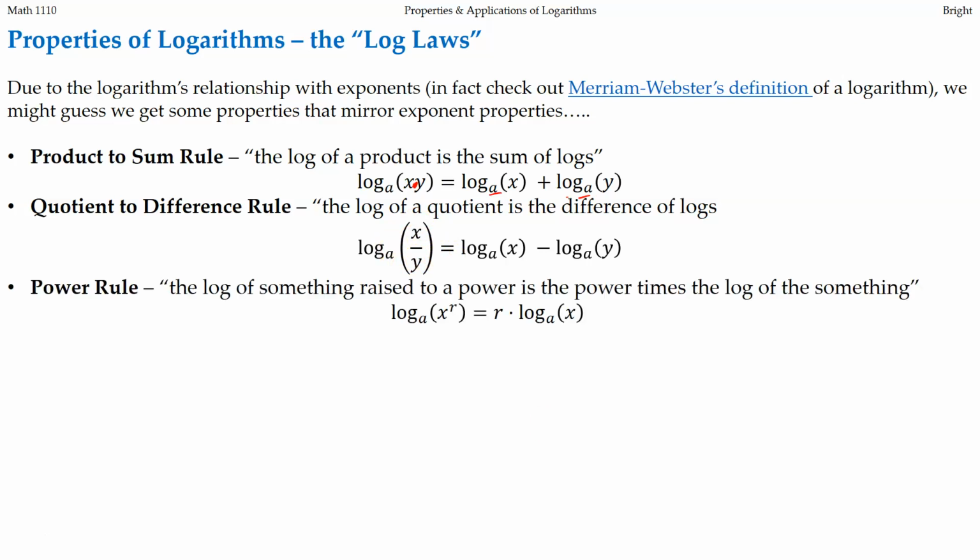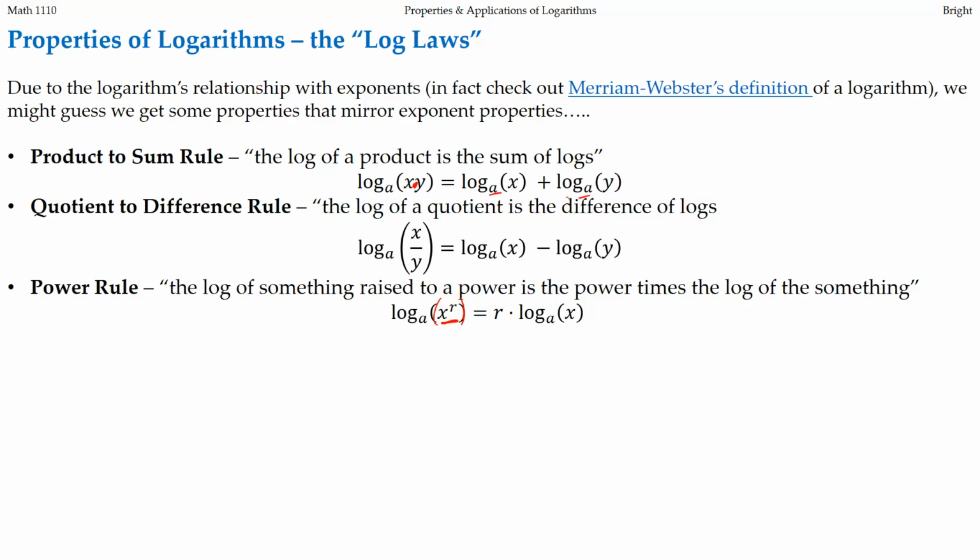And the last one is the power rule. This one extends from the idea that if we have power to power in exponents, we would multiply the exponents. This is just saying if we have an exponent inside the logarithm, and notice it has to be inside, in the parentheses, then the exponent can come out in front. I'll also mention that the exponent has to be on everything inside the logarithm.